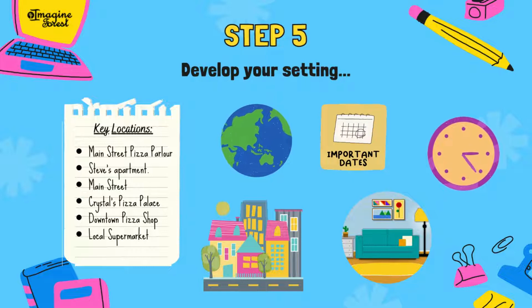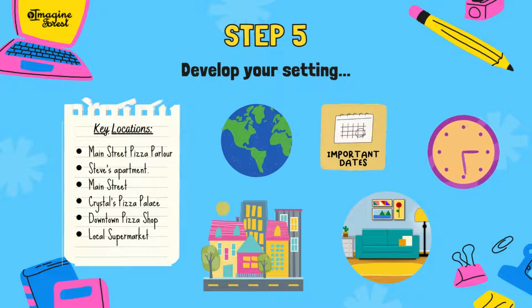Next, think about all the locations your story will be set in. Location can refer to a building, country, city, or planet. Make a list of all the main locations in your story, and then try writing a description for each location.